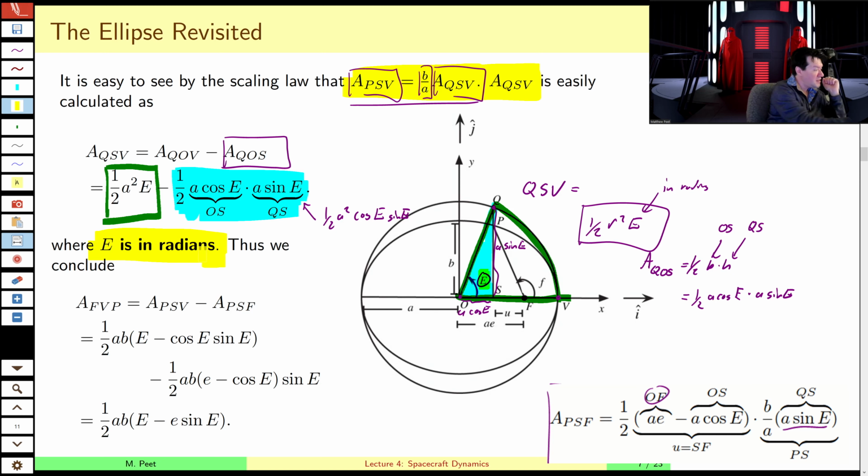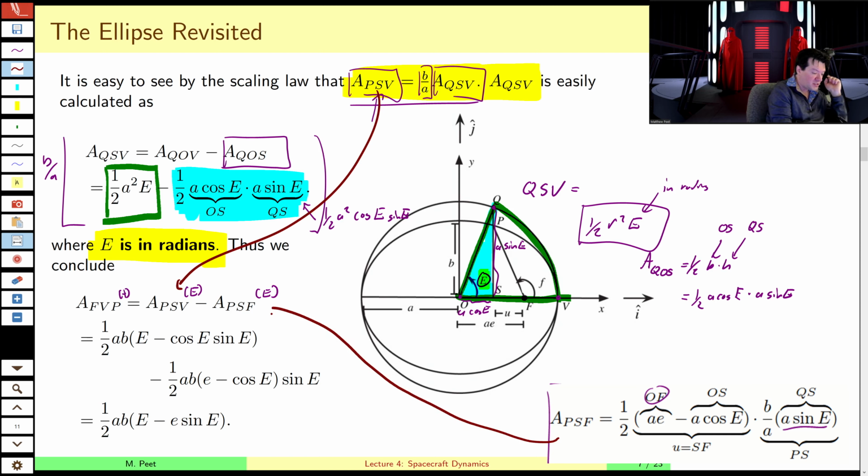Right. So anyway, coming back, for PSV we now have an expression by multiplying this whole thing here by B over A. So now let's come back to our expression for AFVP, which is the area swept out. We have an expression for it, we know what this is as a function of time. And now we're able to figure out what this is as a function of eccentric anomaly, by plugging in this formula here and this formula, which I cut and pasted from the previous slide, over there.